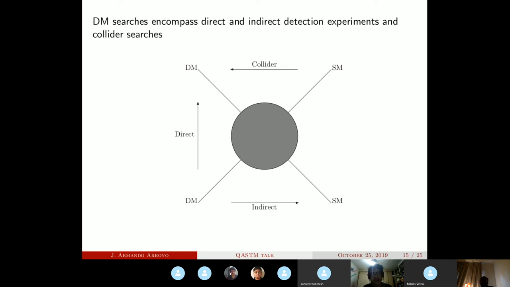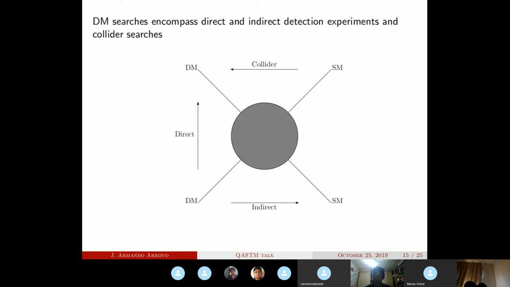This diagram is nice because it represents all these searches. Depending on the direction of the line, it's a different kind of search. Indirect searches are in the case where there's an overdense region of dark matter, like these dwarf satellite galaxies. Since it's an overdense region, there may be more annihilations of dark matter going on there, which can produce, for example, some excess in the gamma rays observed. These are going to annihilate into standard model particles, which later decay into other things, like photons. This produces some signals like gamma rays that can be observed.